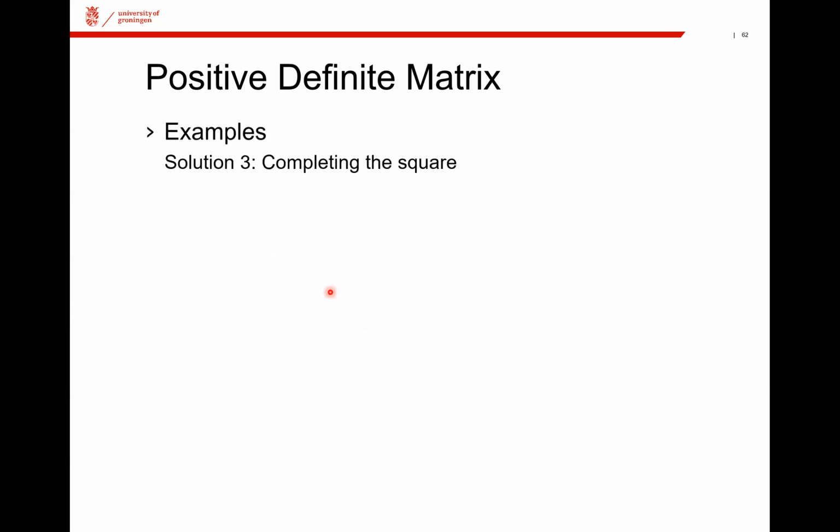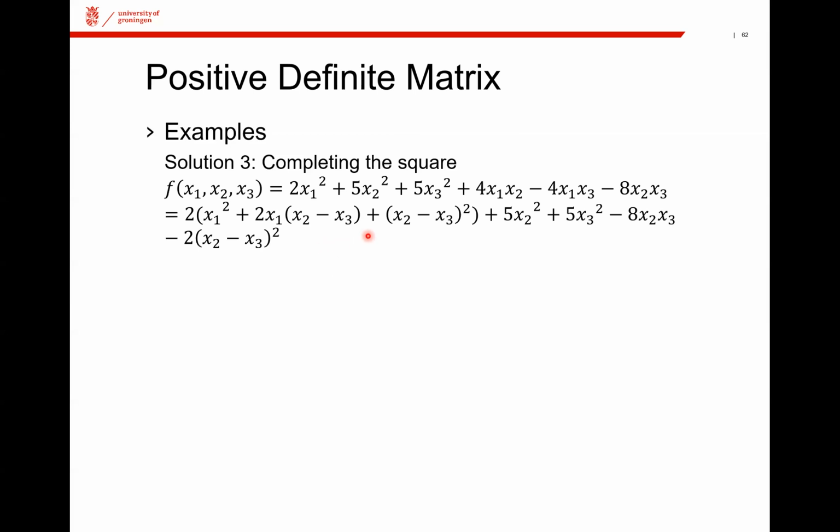And the third method is to complete the square. I think this is a bit complicated actually, but I will show you how to use it anyway. So the first step is to complete the square using all terms that contain x1: 2x1 squared, 4x1 x2, minus 4x1 x3. So these three terms you have to complete the square first. The rest you can just leave here: 5x3 squared, 5x2 squared, and minus 8x2 x3. And since here you add 2 times (x2 minus x3) squared, you have to subtract this term in the end.